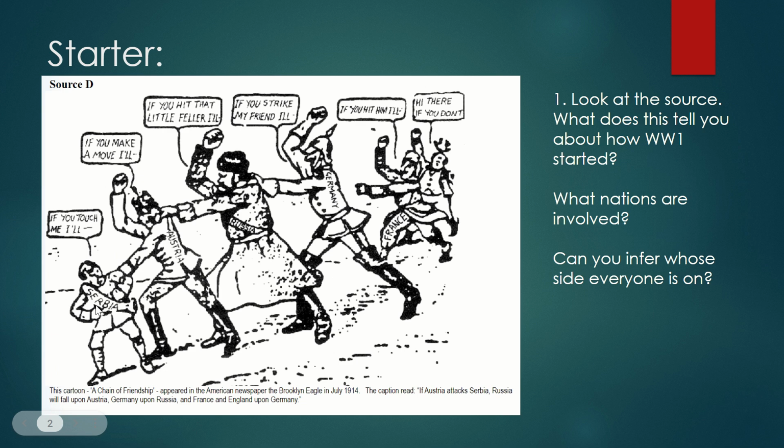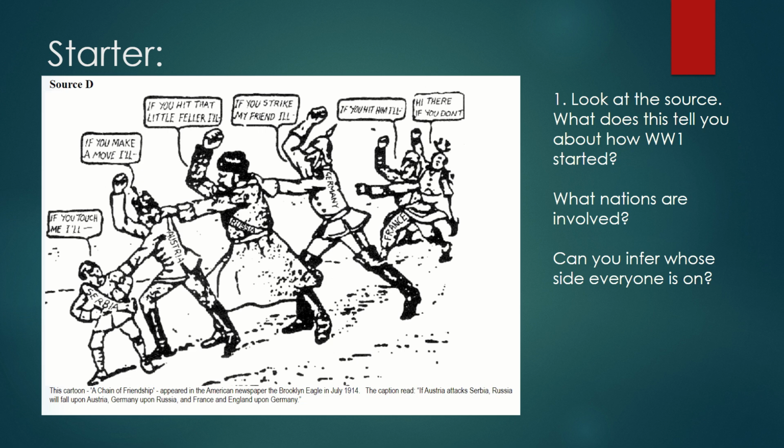And there's a bit of a repetitive pattern here. If we read the image left to right, the first part, "If you touch me, I'll...", is then suddenly grabbed by Austria. "If you make a move, I'll...", and then Russia's grabbing, Germany's grabbing, and then France. And this one here at the back is England. They're rushing in with the same idea. Someone's being attacked, and they're coming to the other's defense.